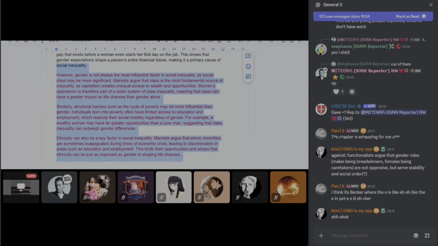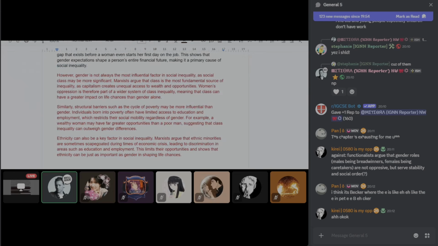Okay, first answer. I hope you can see it. However, gender is not always the most influential factor in social inequality, as social class may be more significant. This is our point. Marxists argue that class is the most fundamental source of inequality, as capitalism creates unequal access to wealth and opportunities. Women's oppression is therefore part of the wider system of class inequality, meaning that class can have a greater impact on life chances than gender alone.